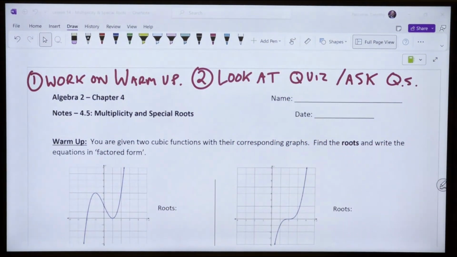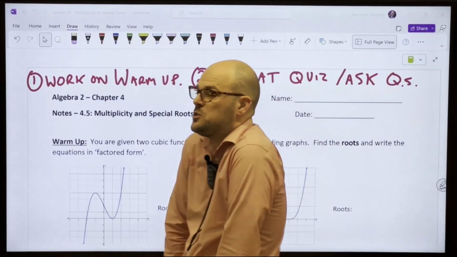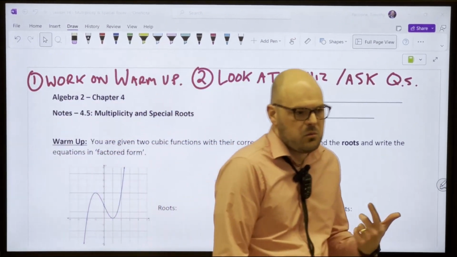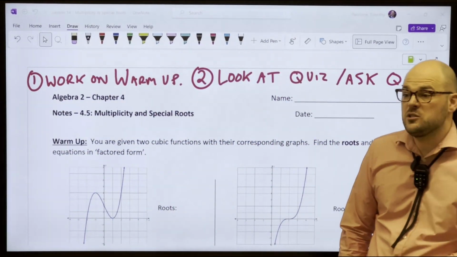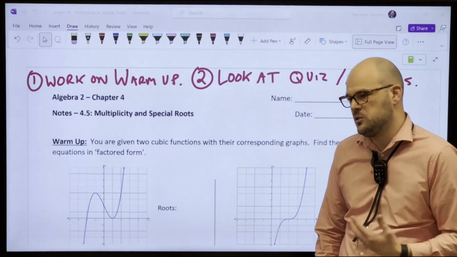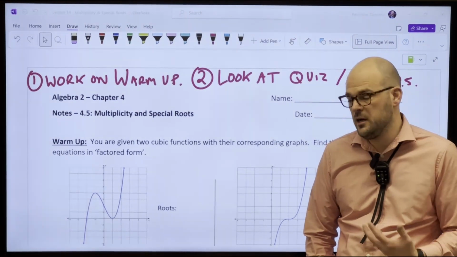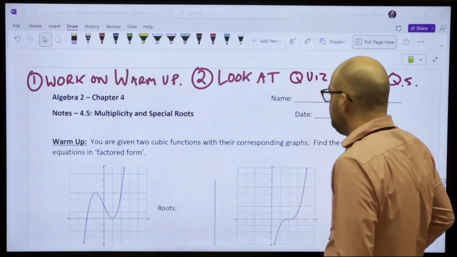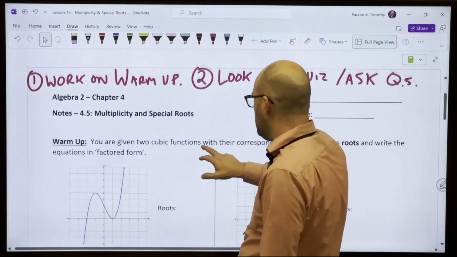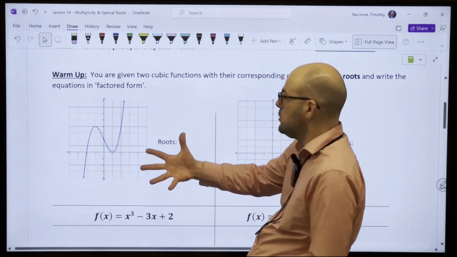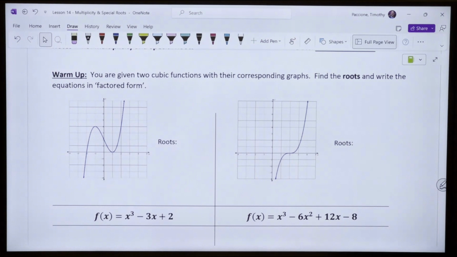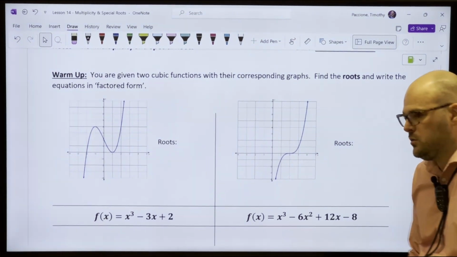And that results in special types of roots or special situations, right? And just like knowing our degree, knowing our reflection, knowing all those things helps us graph something, helps us understand something. Knowing a multiplicity can help us. It'll just add more information to what we've been doing, right? So that's what we're going to do today. So for your warm-up, you were given two cubic functions, right? Meaning degree 3, right? And you were asked to figure out the roots and write them in factored form as much as you could, right?